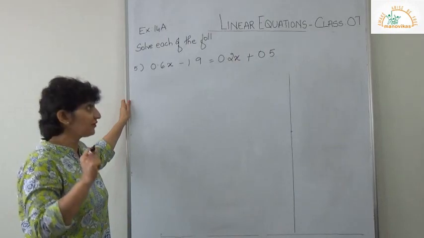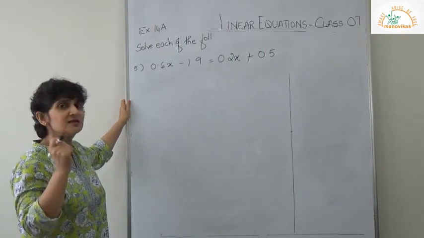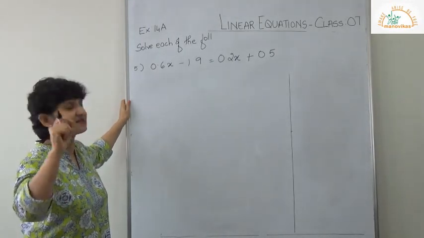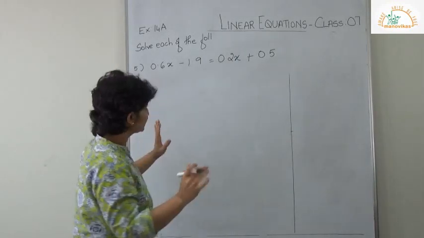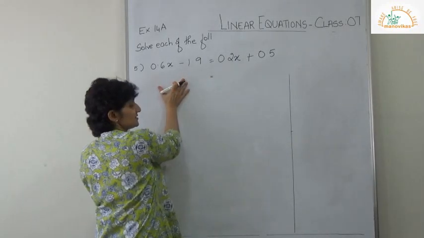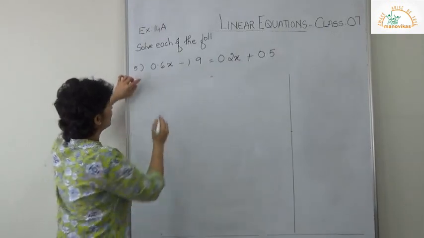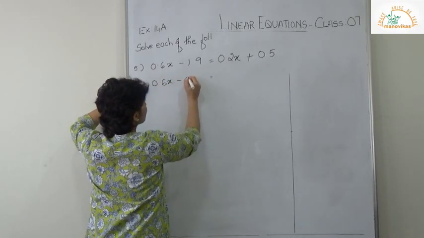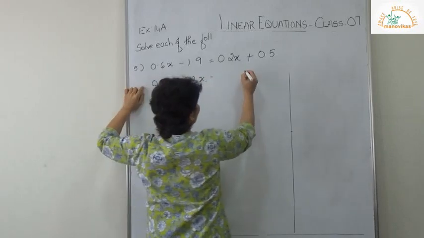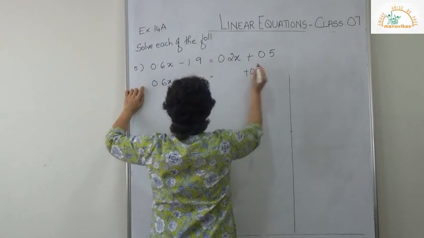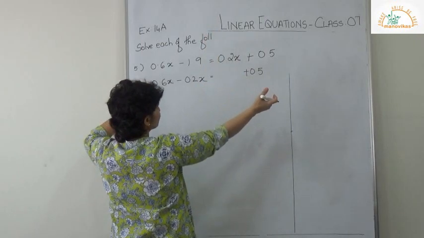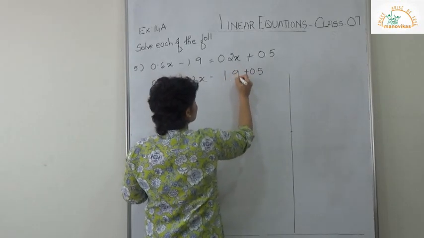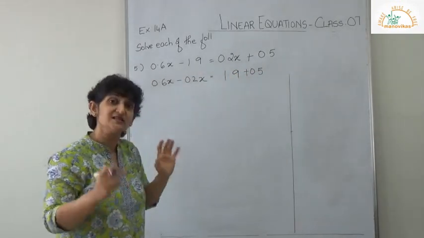Now, let's read your fifth sum from exercise 14a. 0.6x minus 1.9 is equal to 0.2x plus 0.5. The same way, let's bring all our x's this side and all our numbers this side. So I have 0.6x. Now plus will become minus 0.2x. I have plus 0.5 and minus 1.9. When I bring it this side, it becomes plus 1.9. So I can put it either here or here. Plus 1.9. It doesn't matter because it is plus.